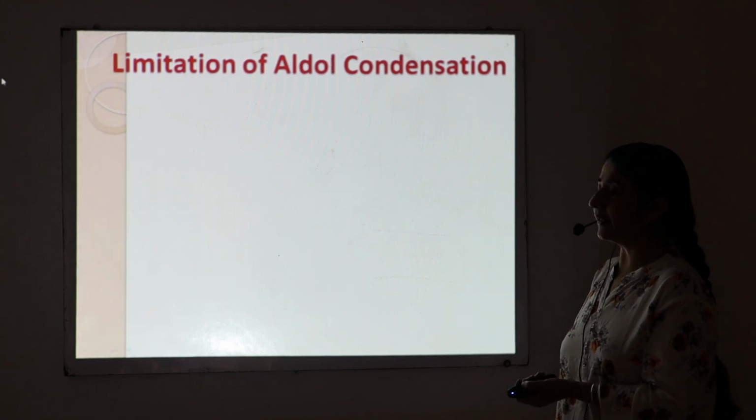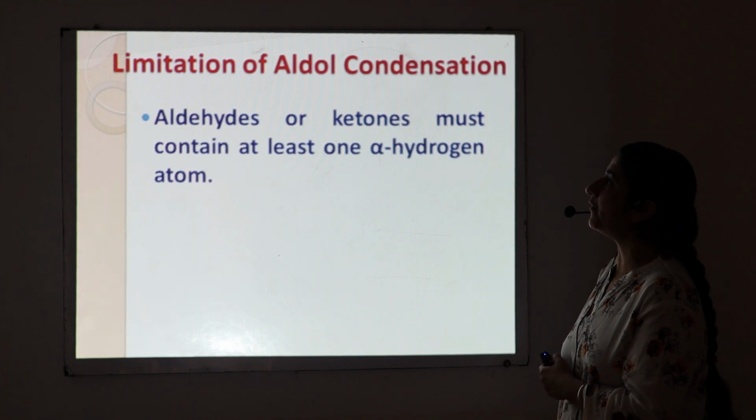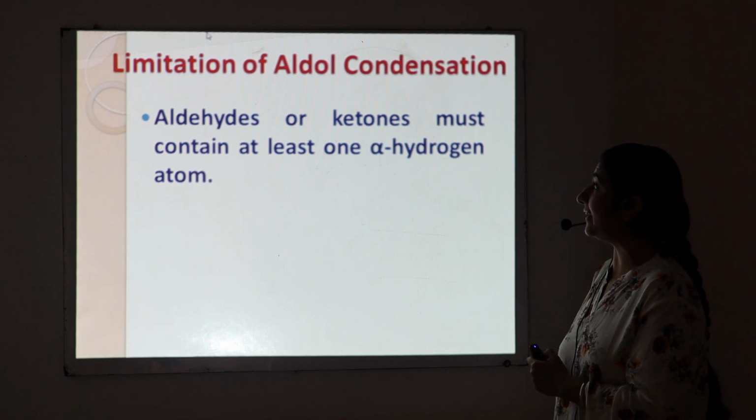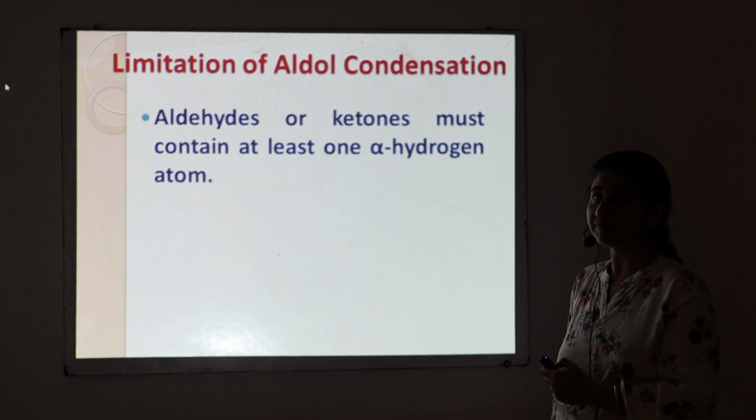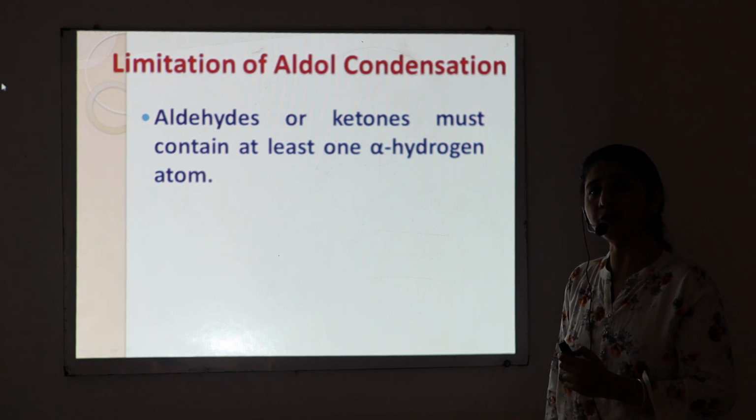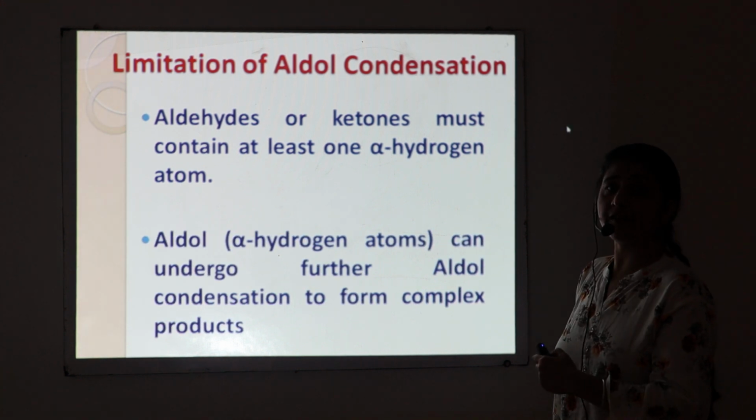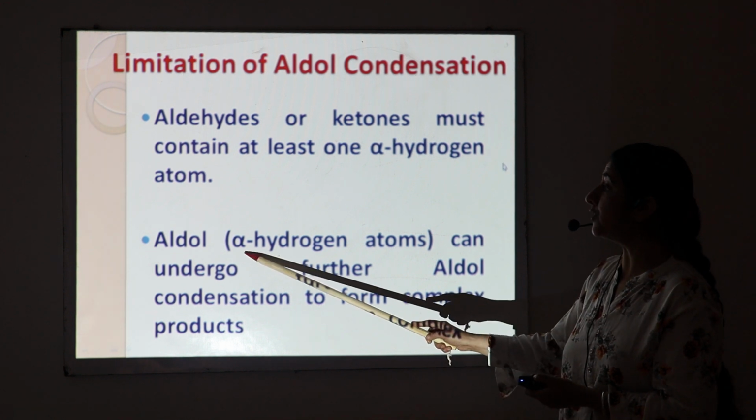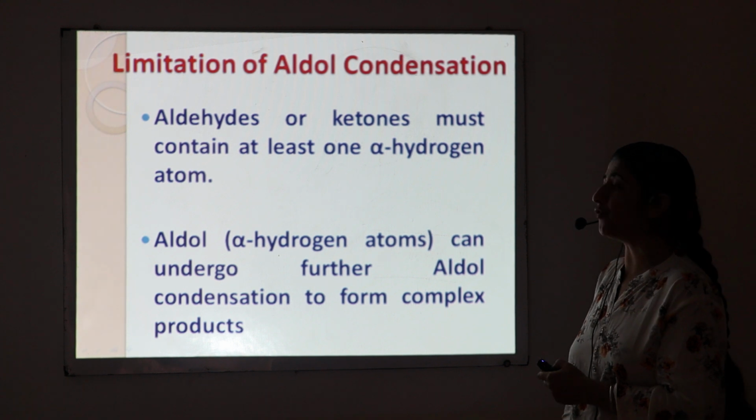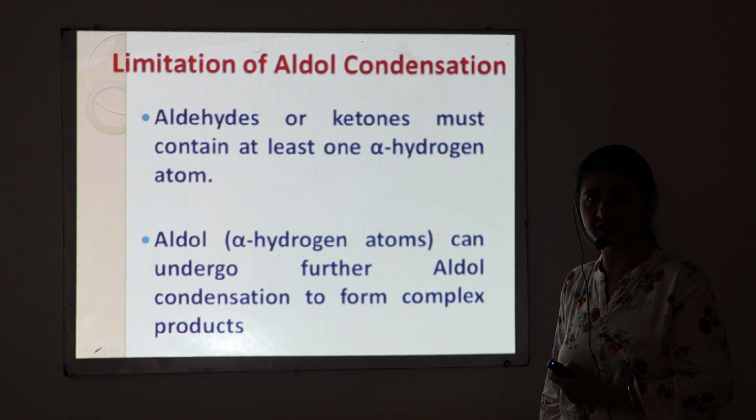Next is the limitations of the aldol condensation reaction. The first limitation is that the aldehyde or ketone must contain at least one alpha hydrogen atom. So those aldehydes which don't contain an alpha hydrogen atom don't show the aldol condensation reaction. The second limitation is that aldol, which is formed as the main product, also contains an alpha hydrogen atom, so it can undergo further aldol condensation to form a complex product. So these are the limitations of the aldol condensation reaction.